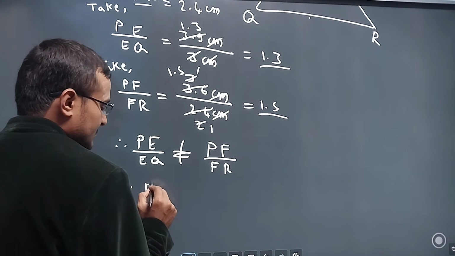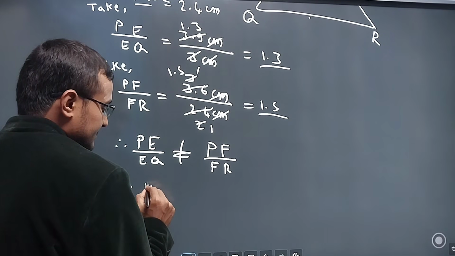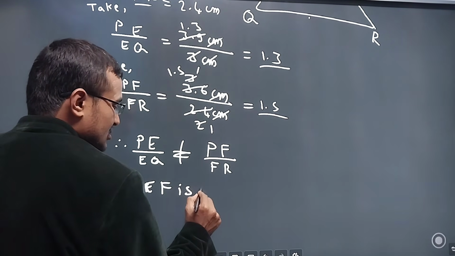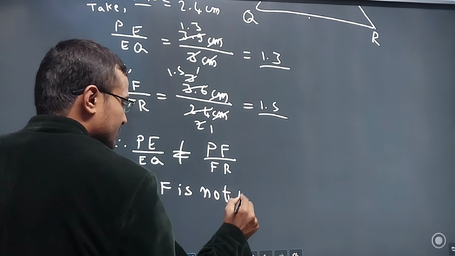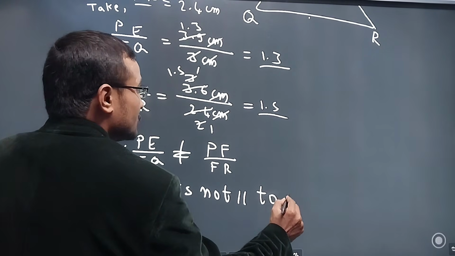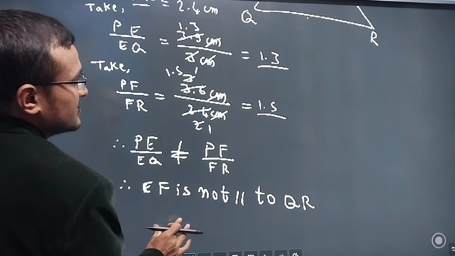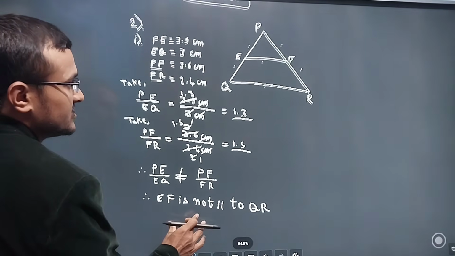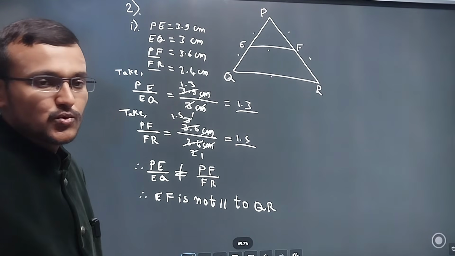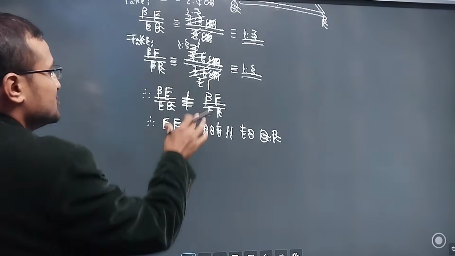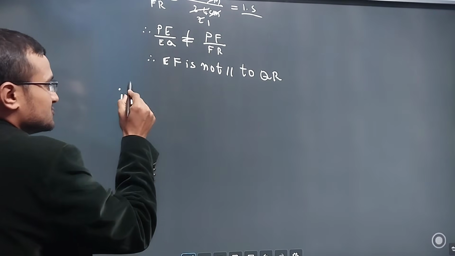Therefore here EF is not parallel to QR. So your EF is not parallel to QR. So that is what we need to tell, whether EF is parallel to QR or not. Now we will move to the second case in the same question.